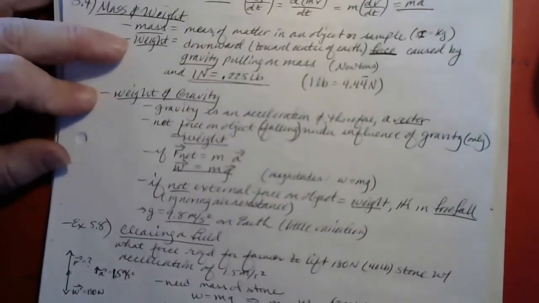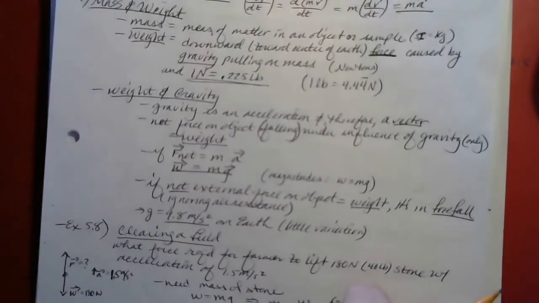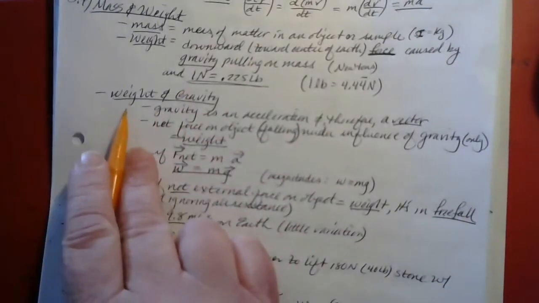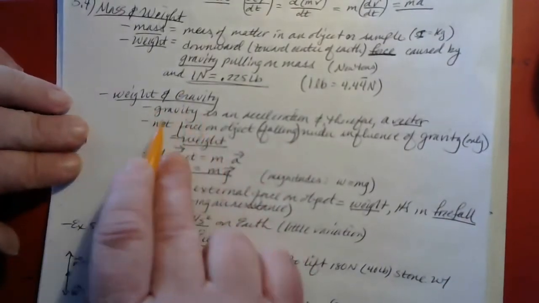So McDonald's, I guess, could call its quarter pounder the Newton burger or something like that, if they wanted to get all nerdy on us. Sorry.